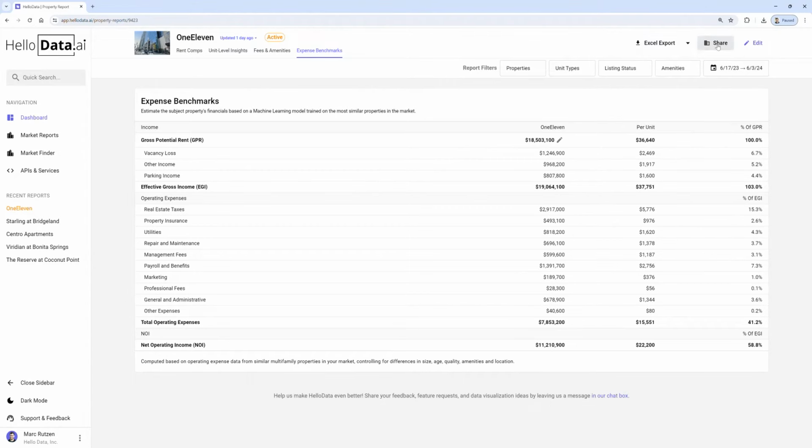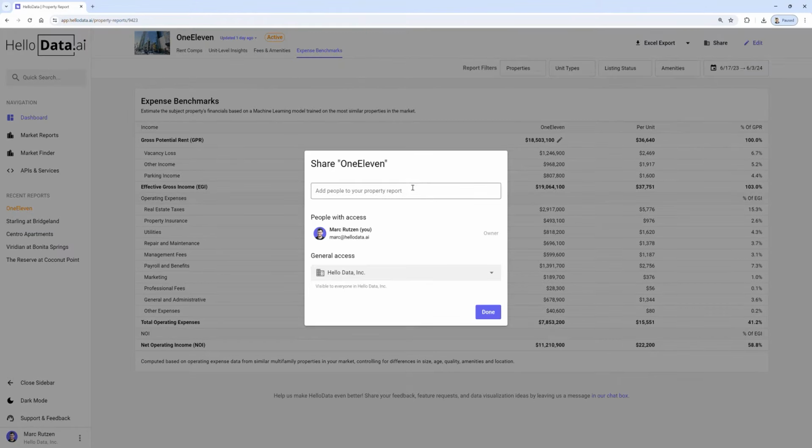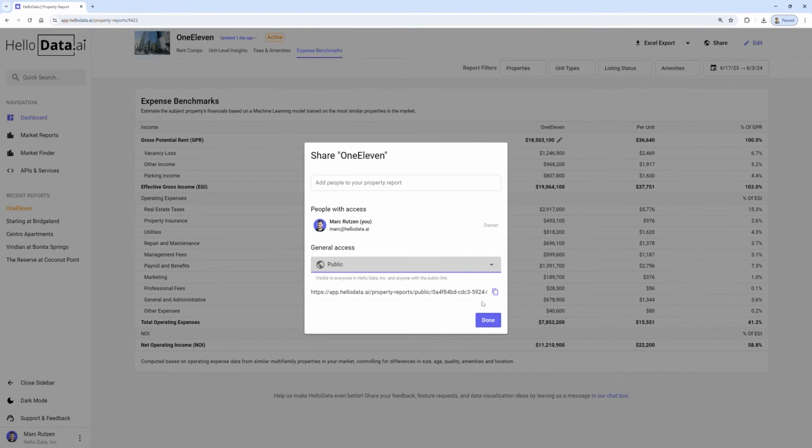And then, of course, you can share reports with external parties by either typing their emails here or generating a public link down below. This will be valid for 30 days. You can share this with anyone, like a third-party owner or collaborator, and they'll have access to the property report without editability. They'll just be able to see what you've set up here.